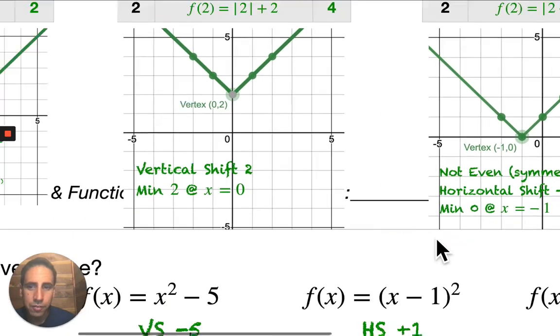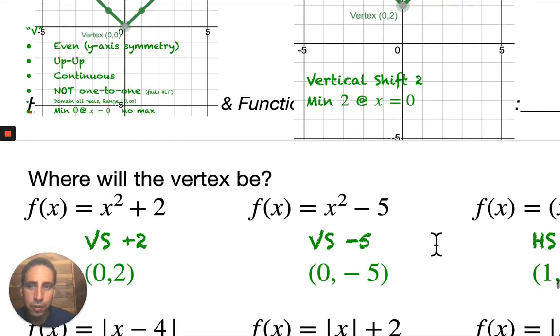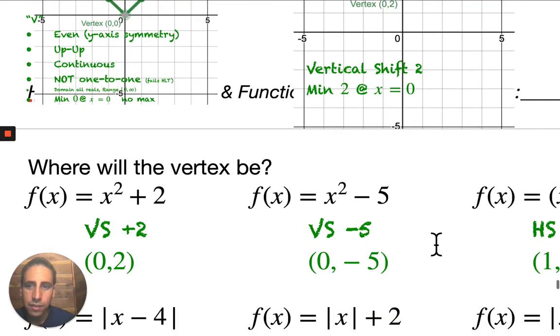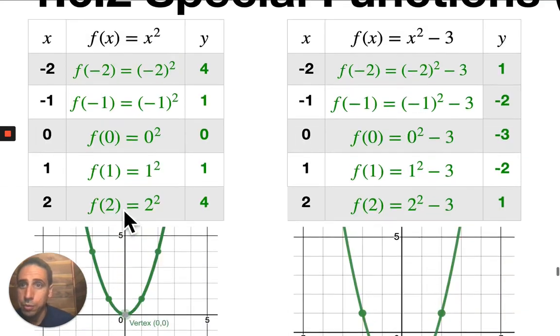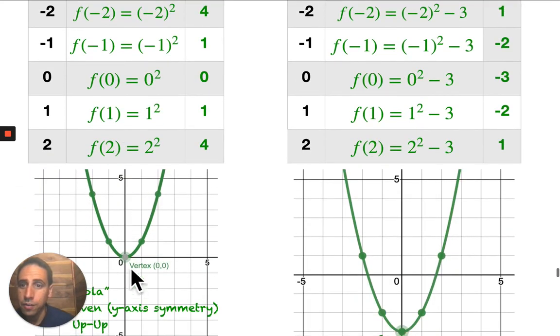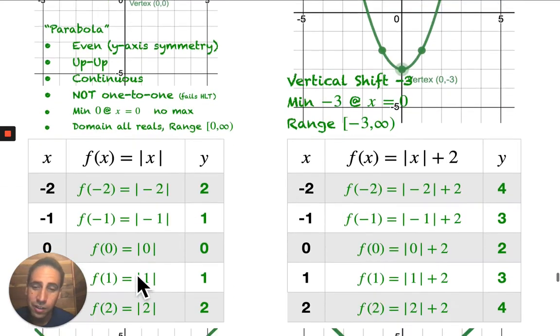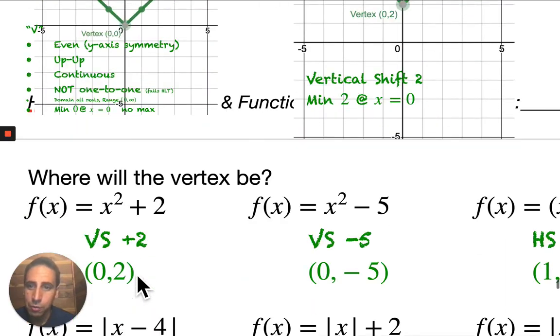I wonder if we could predict where the vertex would be even without graphing it. The parabola's vertex starts at 0, 0. It looks like this +2 would just shift the whole parabola up 2 units. It would have a vertical shift of +2. And so therefore, you can say, without even graphing, I know where the vertex is. It's going to be at 0, 2.